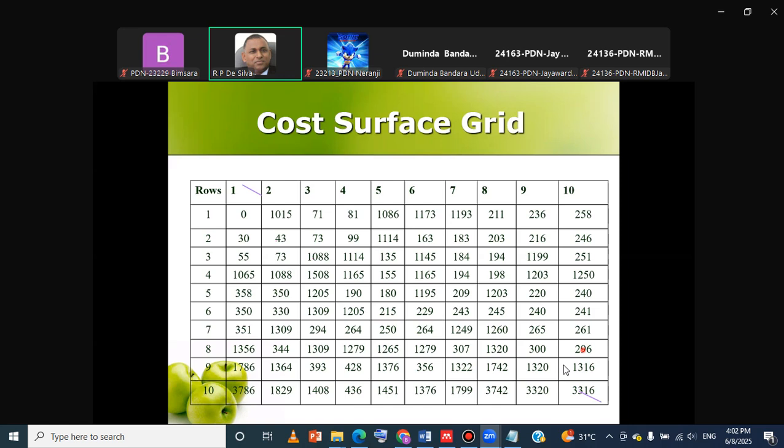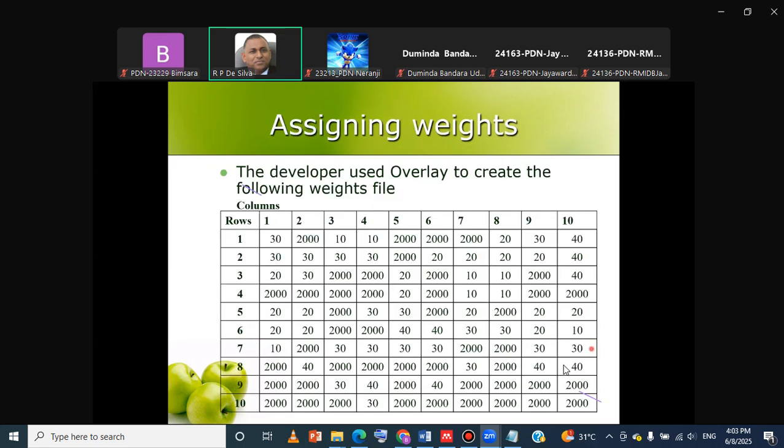But suppose the developer wants to put the pipeline to the 1010 point, you have no way of avoiding it. It will cost 3,316. Right? Now, you can calculate these values from the previous table. If you take down that table, I'll give you time to take it down if you have not completed it. Take down this table. Then from this table, you need to calculate the other table.